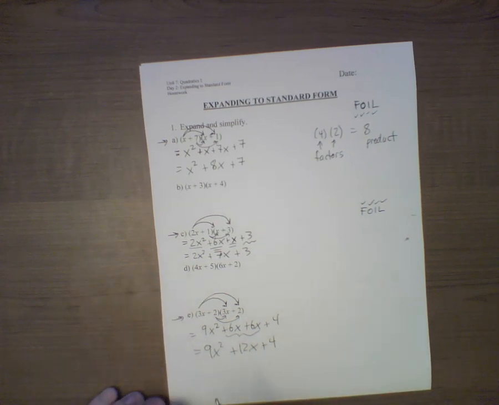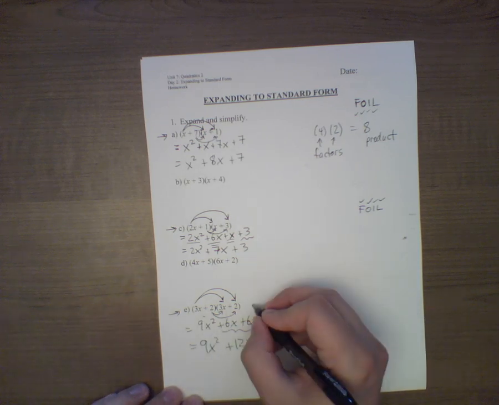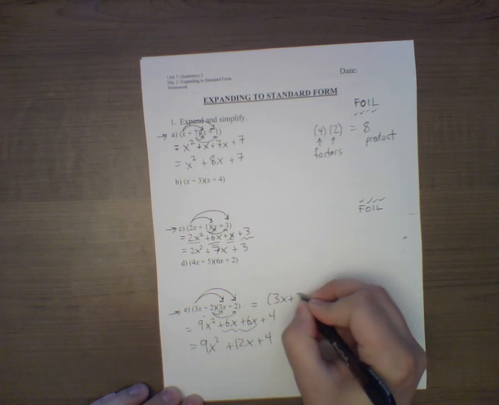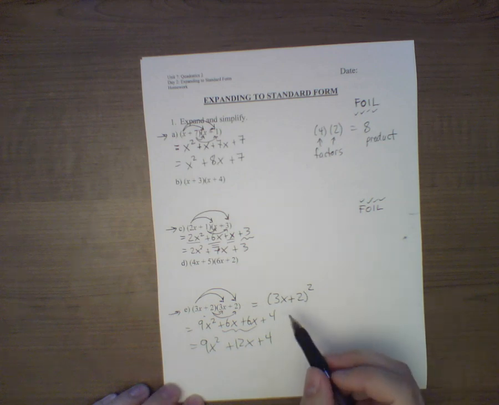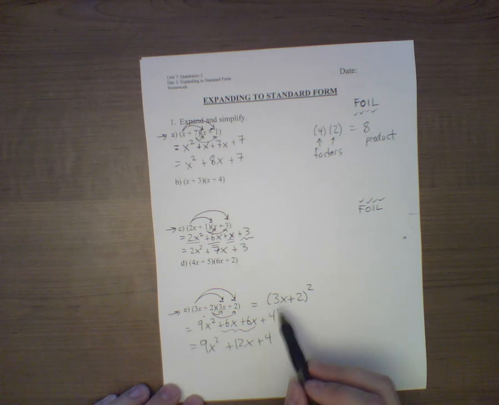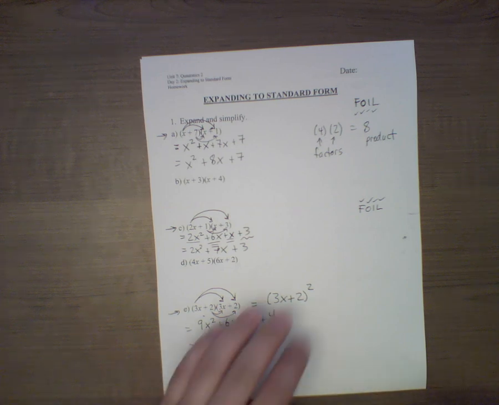What did you notice about E? It turns out the factors are the same. Each bracket is exactly the same, which means I also could have written this as 3x plus 2 squared. So this is not a final answer. It's just another way of rephrasing or expressing the factors. So this is our factors, this is another way of writing the factors, and this is our product here where we've expanded and simplified.